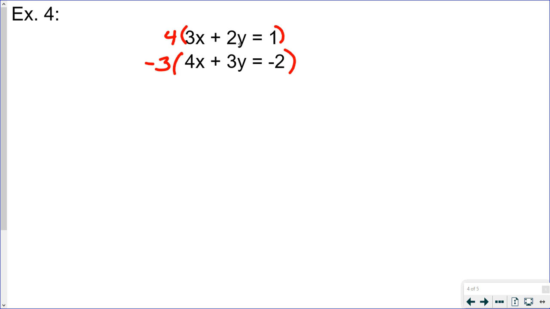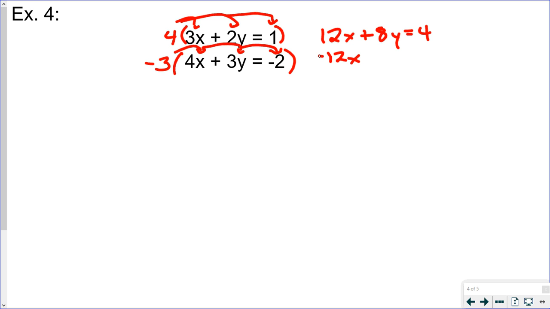I could have done the same thing with the y's. I could have multiplied by -2 to make this a -6y, and this one by +3 to make it a +6y. So those would cancel out. You can do it either way. So we're going to distribute here, multiply both sides by the value. And so in the top, I end up with 12x plus 8y equals 4. In the bottom, I end up with -12x minus 9y equals +6. So the negative and the plus make a minus, the negative and the negative make a +6.